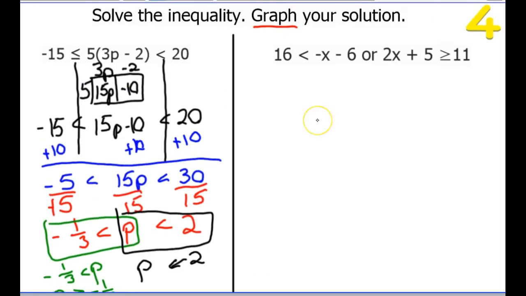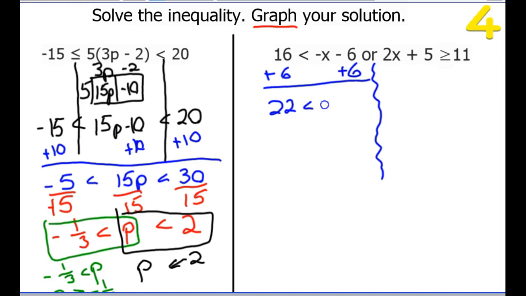Alright, we got one more problem. This one is an or inequality. So what we need to do is solve these two problems separately. First thing we got to do is move this 6. We're going to move the 6 over. So what we're left with then is 16 plus 6, which is 22, is less than negative x.